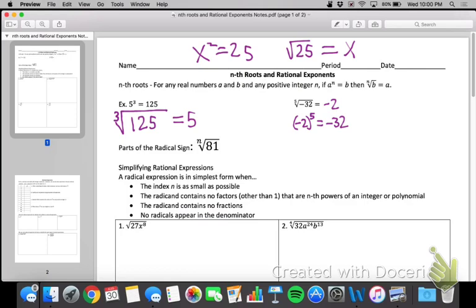Alright, so a radical sign. This number right here is called the index. That tells you what type of radical you're taking. If there's no number written there, then you know that's a square root. The actual sign is called a radical. And then the number inside this is called the radicand.